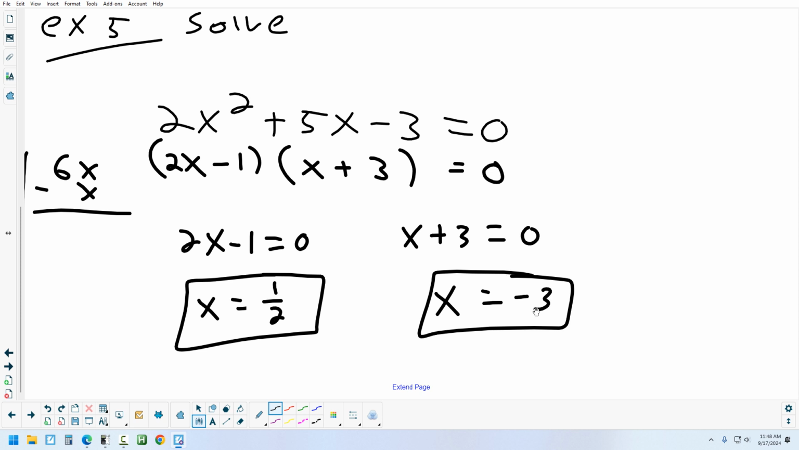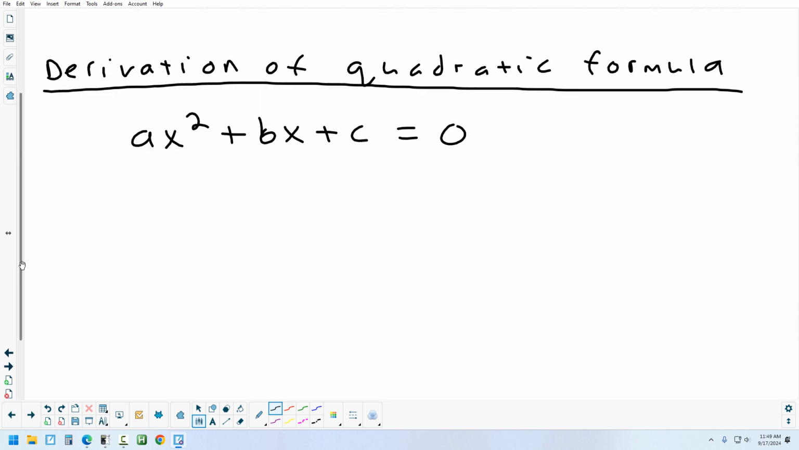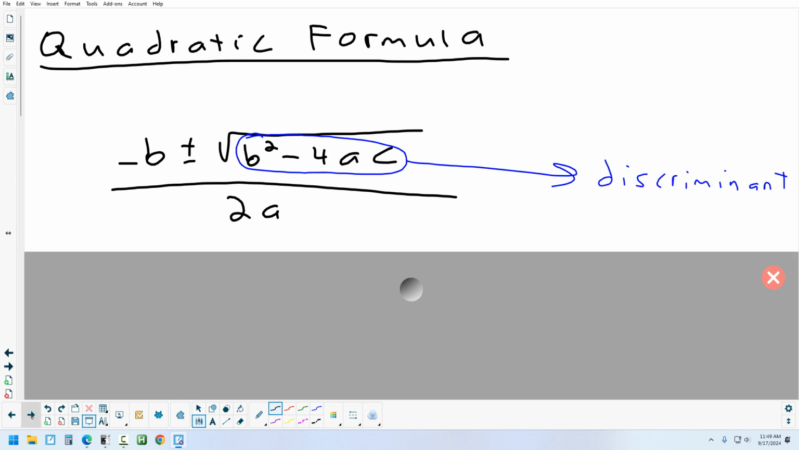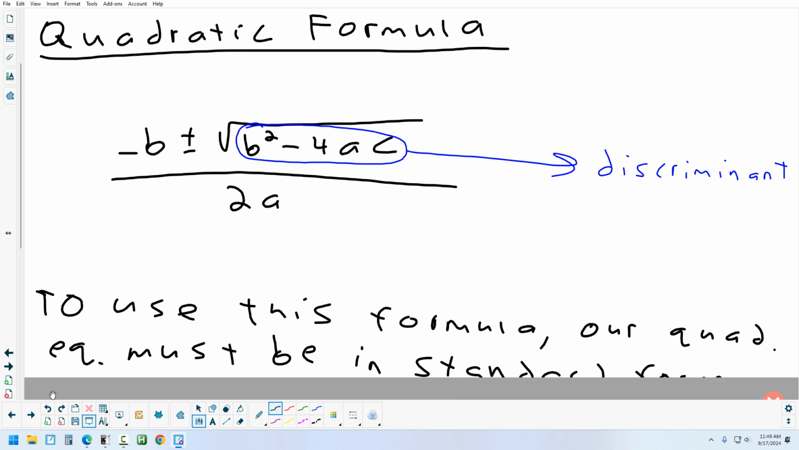What if it doesn't factor? What's another method we can use to solve a quadratic besides factoring? Yeah, the quadratic equation. So if you don't remember the quadratic equation, probably a good idea to write that down.